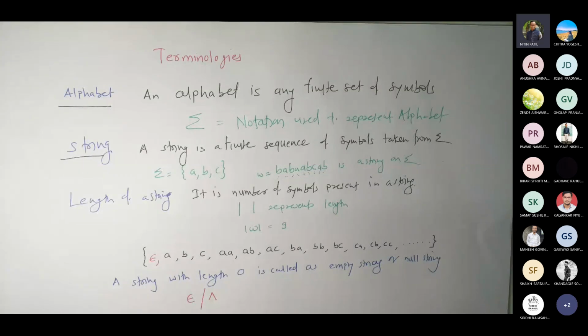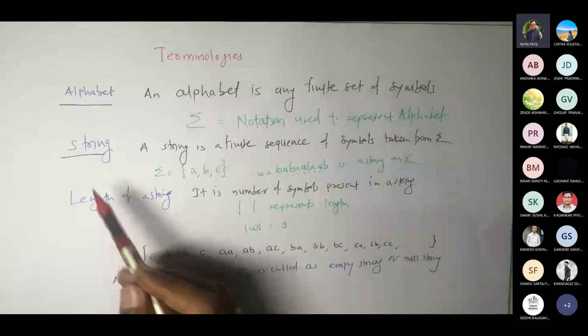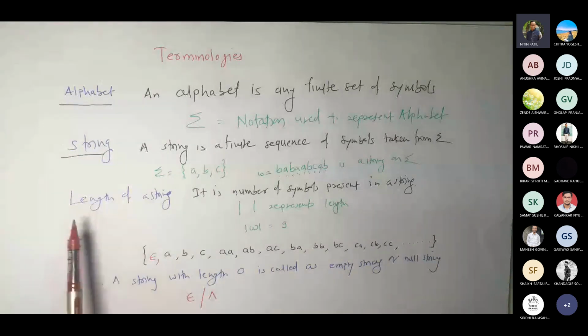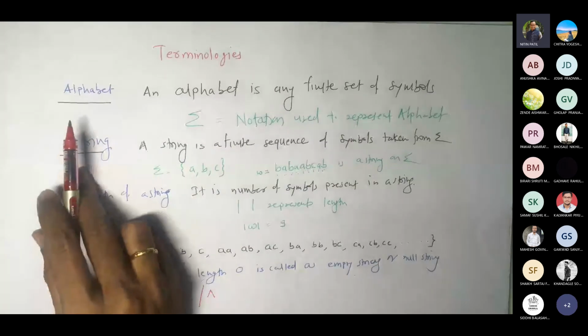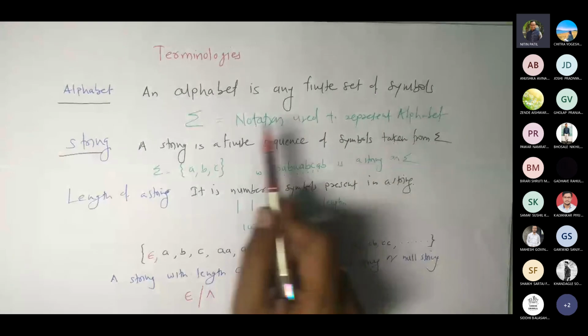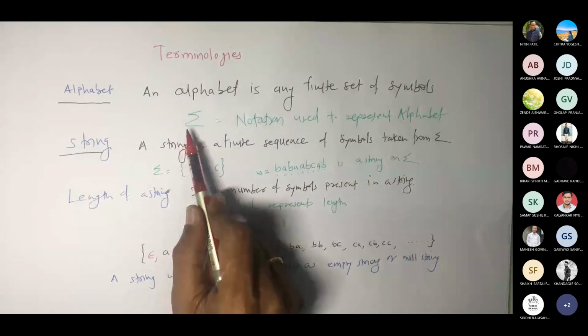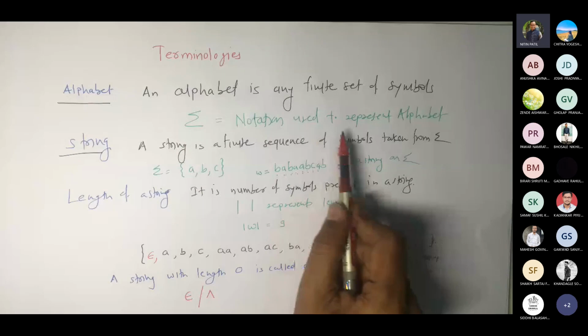So I will repeat what exactly I added. We were talking about a few terminologies which we are going to make use of in this course, starting with alphabet, string and length of string. An alphabet is any finite set of symbols, and the notation that we use to represent this alphabet is sigma.